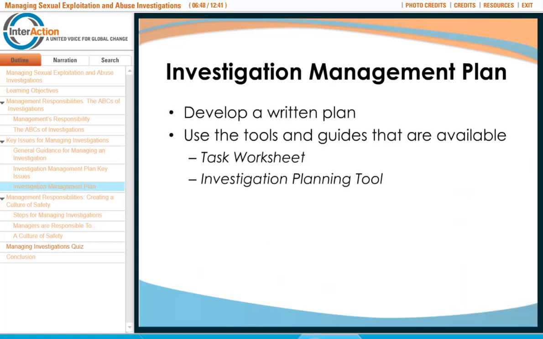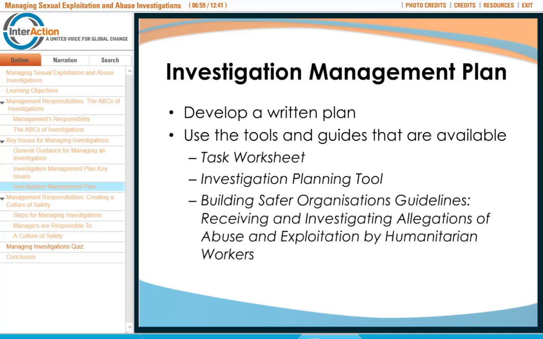The task worksheet and investigation planning tool introduced earlier will help you develop your plan. Click the Resources tab to view or download these documents. A comprehensive guide for investigations is available here as well. Click the Resources tab to view or download Building Safer Organizations Guidelines, Receiving and Investigating Allegations of Abuse and Exploitation by Humanitarian Workers.